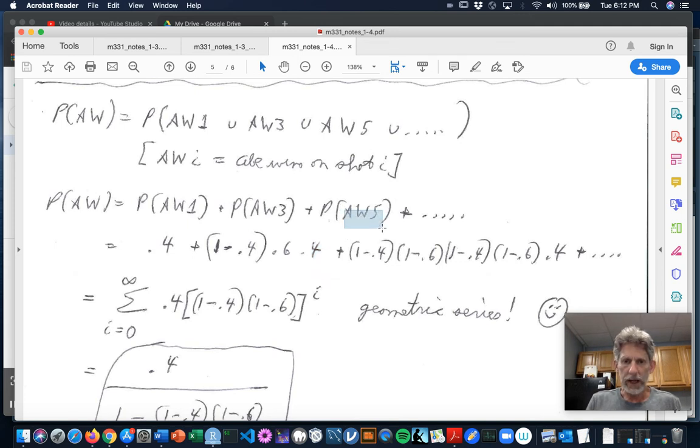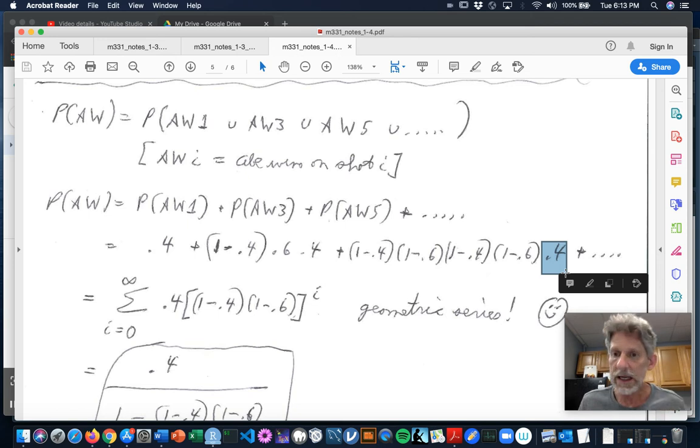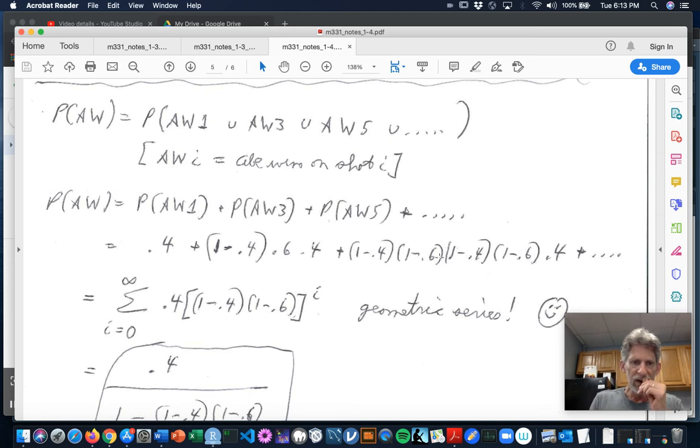I don't think I got it wrong here with AW5. Let's give it a try. That's the chance that Abe misses his first shot. Here's the chance that Bo misses his first shot. Here's the chance that Abe misses his second shot. And here's the chance that Bo misses his second shot. So you're up to the fifth shot, Abe's to shoot. And that's the chance that he hits on that fifth shot. So I did get that one right. And so you just keep on going like that.